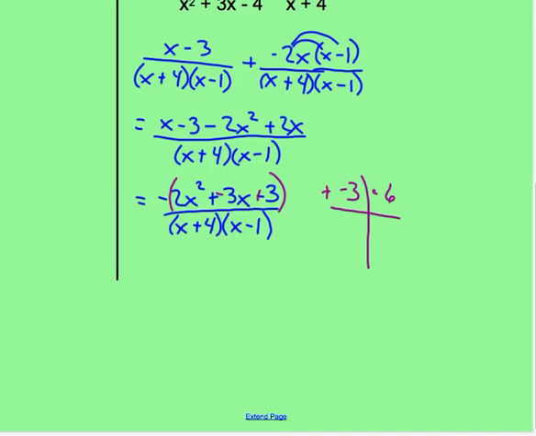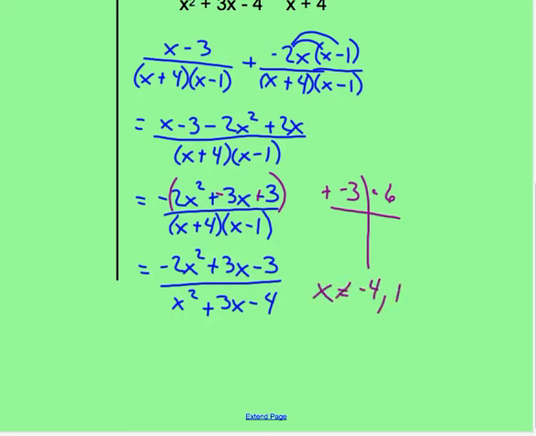So I'm going to go ahead and distribute my denominator. And redistribute that negative sign. And my original denominator was an x squared plus 3x minus 4. For the domain restrictions, of course, we have to use the factored form of our denominator, x plus 4, x minus 1. So x cannot equal negative 4 or positive 1.